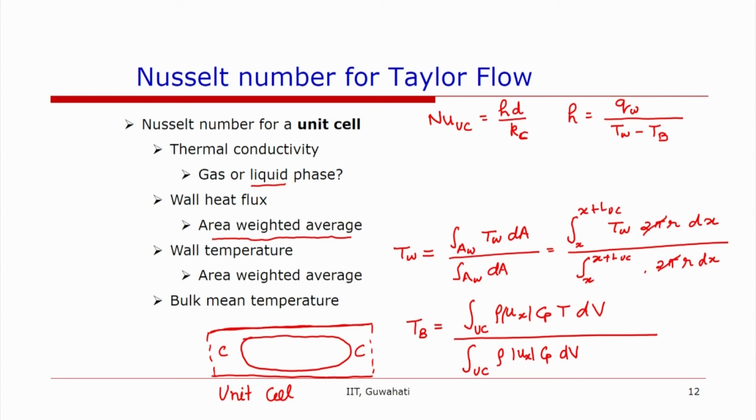Now, one can see and confirm for himself that this bulk temperature will not be the same if one sums up the temperature at different axial locations, or it will not be simply the integral of T bulk x dx from x to x plus L, that will not be the case. So, one needs to be careful when defining this.